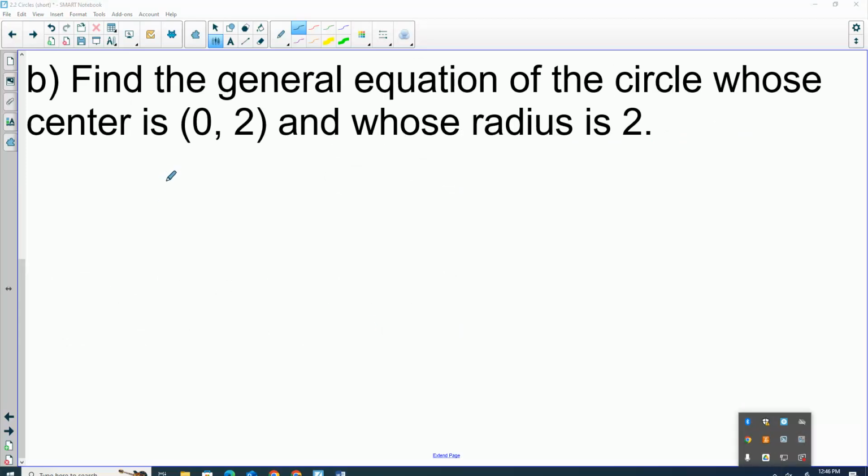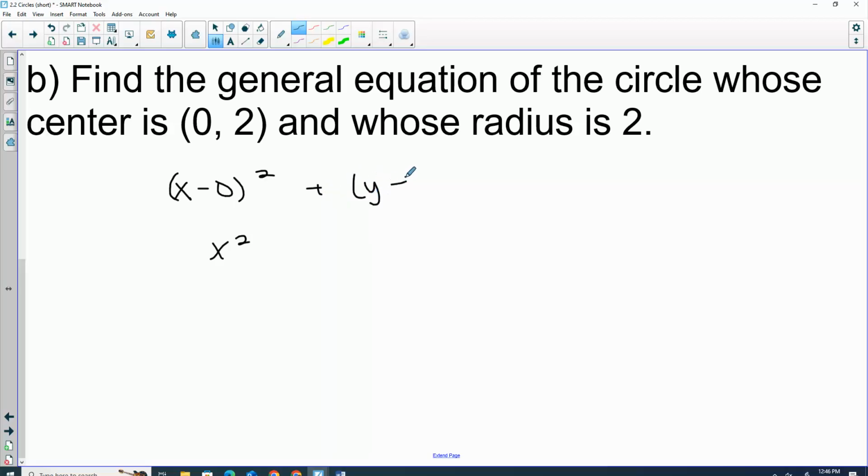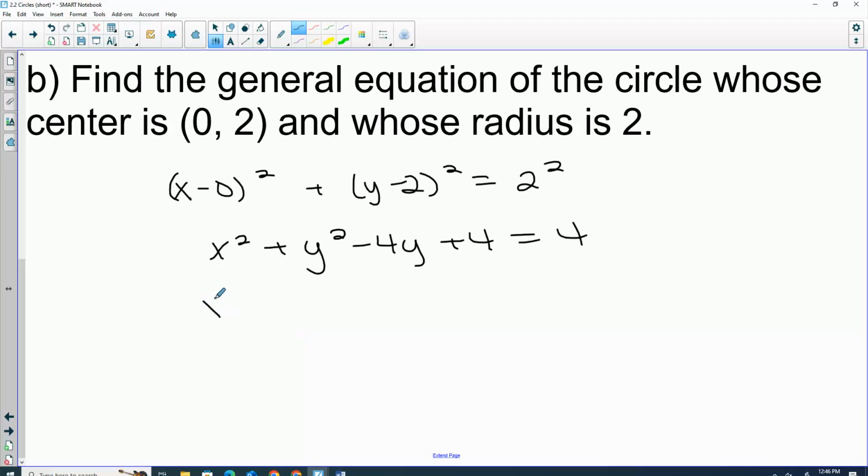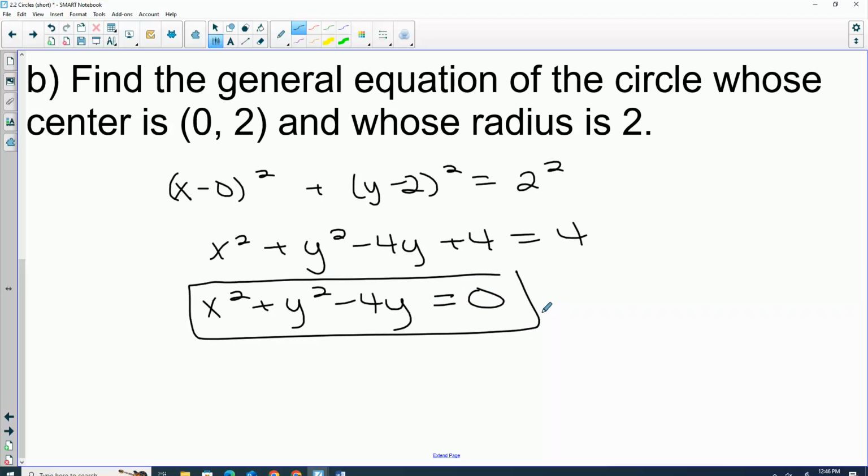Formula. So x minus h, x minus 0 would just be x squared. You wrote it out, that's fine. Plus y minus 2 squared equals 2 squared, which is 4. So if you FOIL, we have x squared plus y squared minus 4y. What happens when I subtract over my 4? So equals 0. Any questions there?